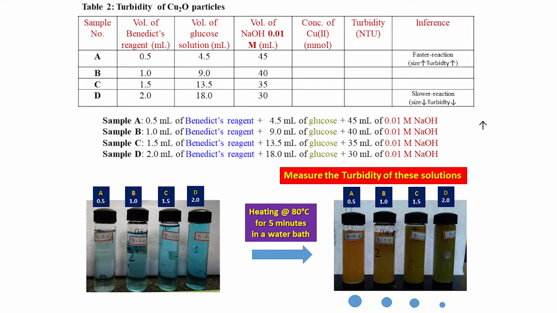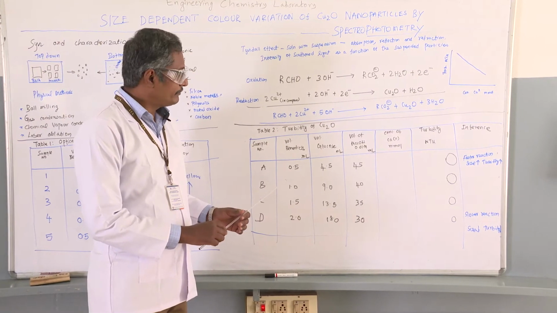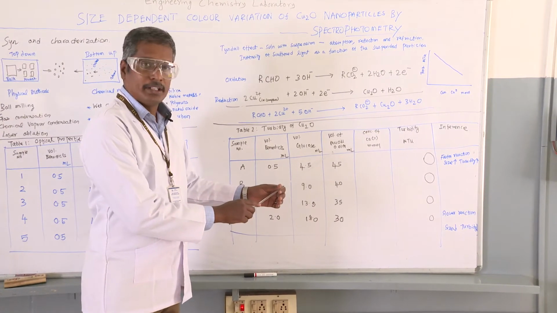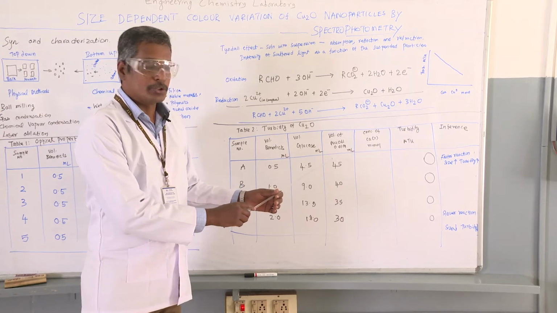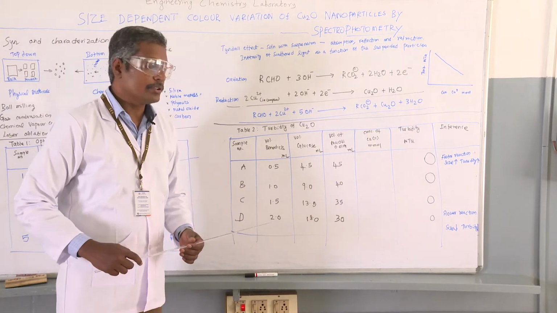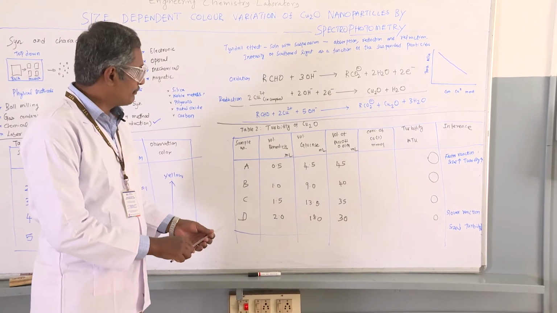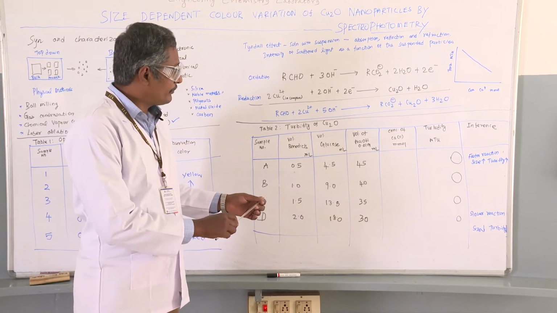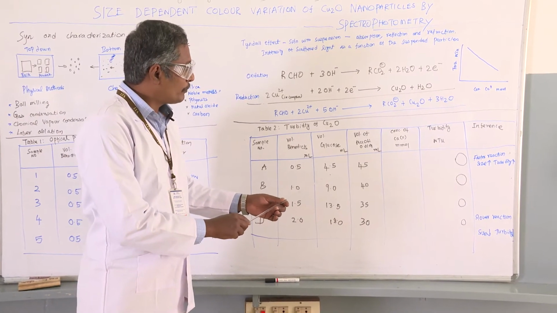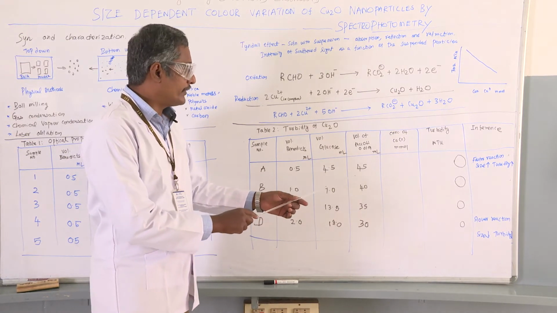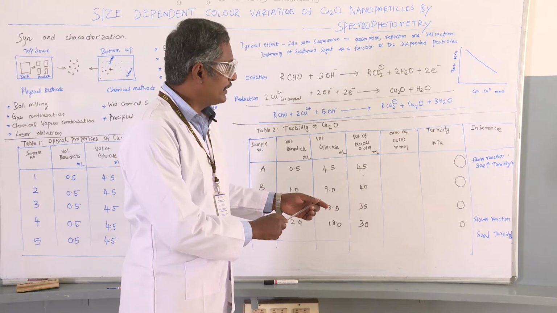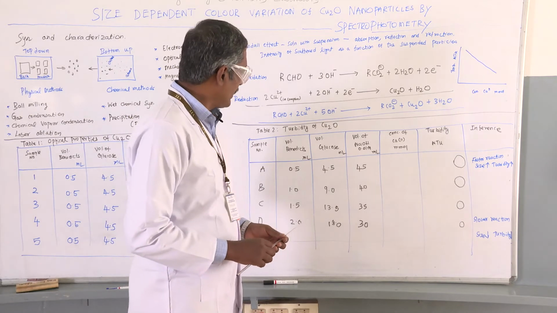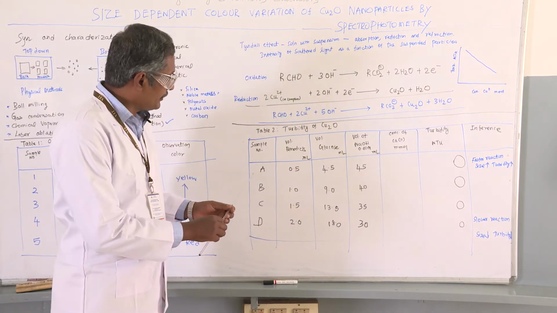For this we already have the Benedict stock solution ready, and the glucose solution ready, and here we need only 0.01 molar sodium hydroxide solution. Likewise, as I showed before, we have to make 4 different samples labeled A, B, C, D. To the first tube add 0.5 ml of Benedict solution. To that add 4.5 ml of glucose, the reducing agent, and then add 45 ml of sodium hydroxide, and keep it in the water bath in boiling condition for 5 minutes. And then you can see the variation from A to D.